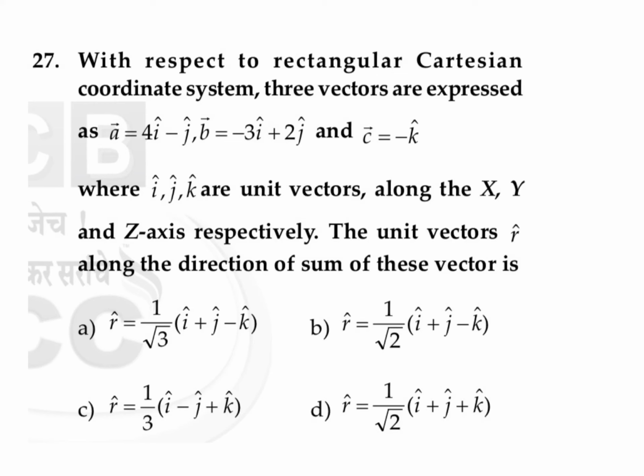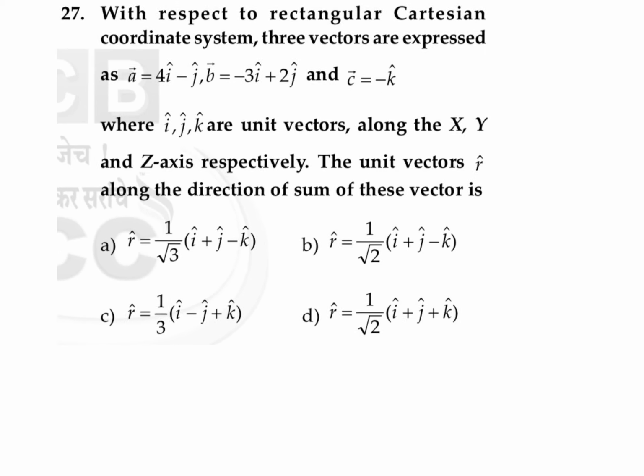With respect to a rectangular Cartesian coordinate system, three vectors are expressed as: vector a is equal to 4i minus j, vector b is minus 3i plus 2j, and c is minus k, where i, j, k are unit vectors along the x-axis, y-axis and z-axis respectively. The unit vector r along the direction of the sum of these vectors is?